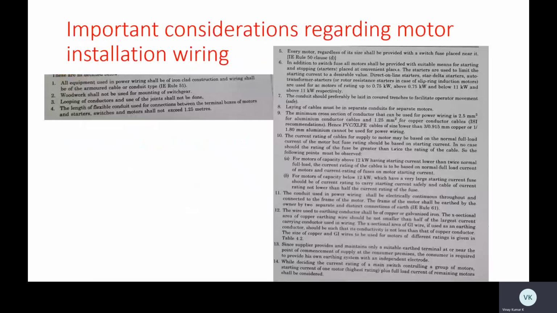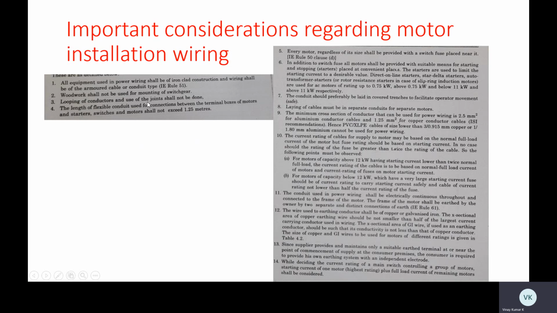The next thing is, what are the main important considerations regarding motor installations? These are very important regulations or factors that we have to consider while installing the wiring in motors. What are those? The equipment used in power wiring shall be of iron-clad construction, or wiring shall be of armored cable. The wiring we are using is armored cable or conduit type, and woodwork shall not be used for mounting the switch gears. And looping of conductors, use of joints shall not be done. Looping should not be done in the conductors.